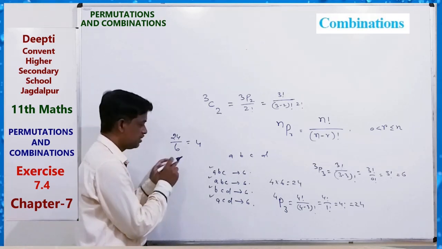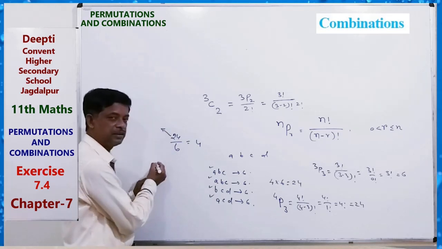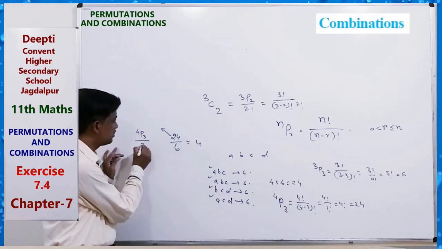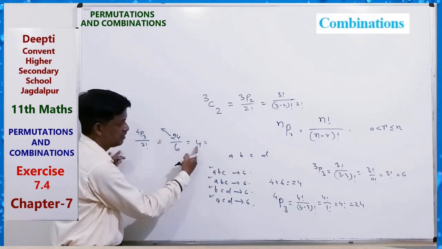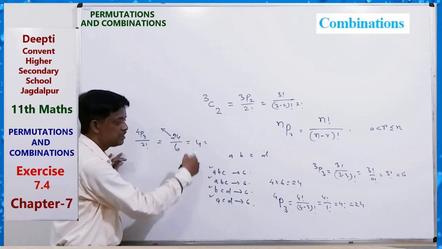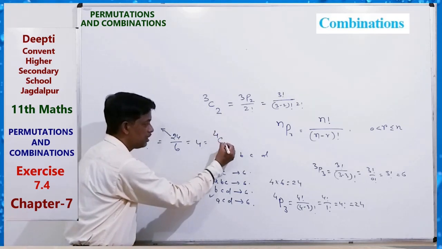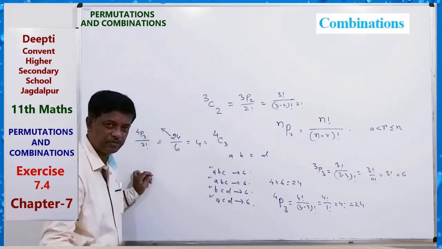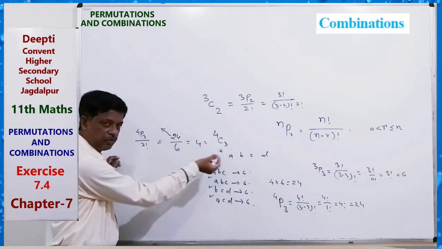24 is what? 4P3. 6 means 3 factorial. And this 4C3 is the combination, out of 4 taking 3. So this is only a selecting technique, 3 out of 4. Okay.